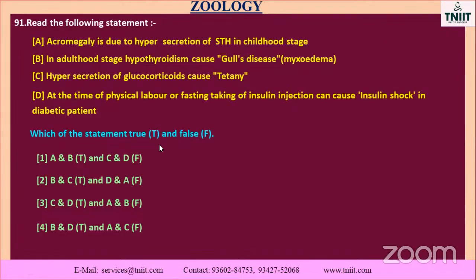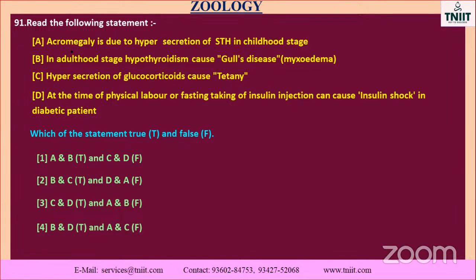Read the following statement. Acromegaly, true or false, like that they ask the question. See the question here. They have given it as a statement type. These are different types, A, B, C, D, as well as statement type. Here they have given true or false. Which one is correct, which one is wrong, like that. Sometimes it may be like that.